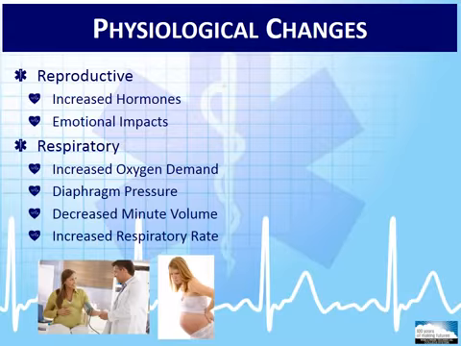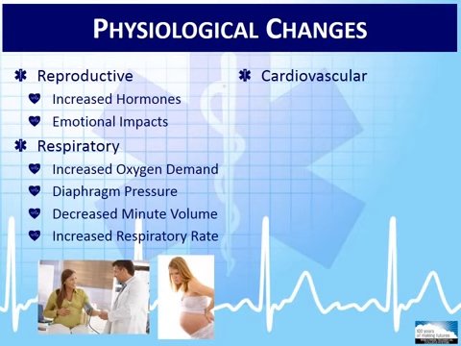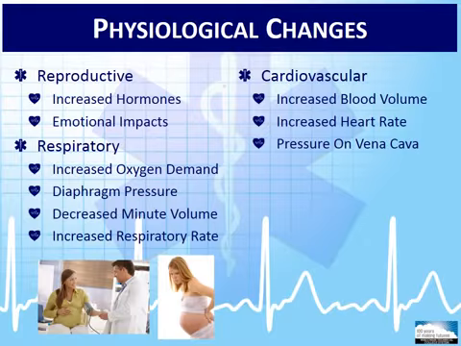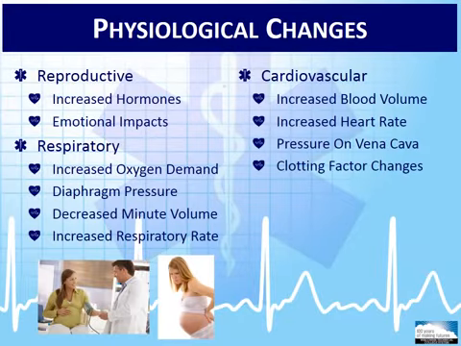The cardiovascular system must meet the demand for oxygen and other nutrients for the fetus, which results in an increase in both blood volume as well as the heart rate. The fetus commonly places pressure on the mother's vena cava, which can impact the effectiveness of circulation to her lower extremities, and clotting factor changes occur to accommodate the fetus.